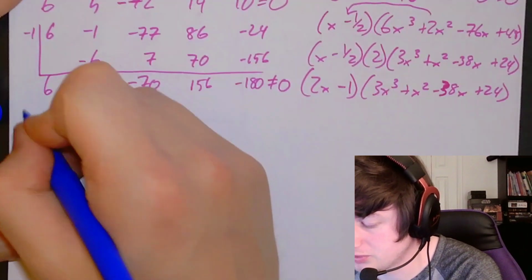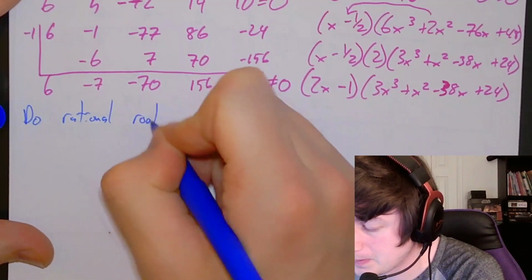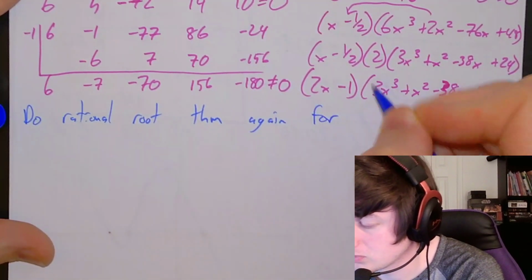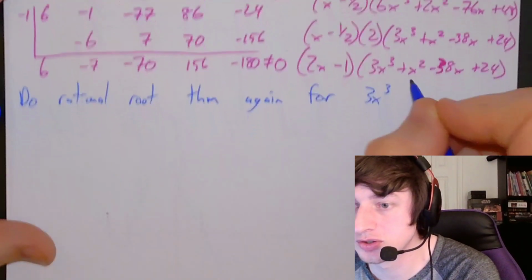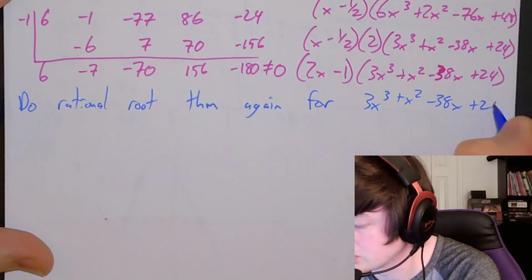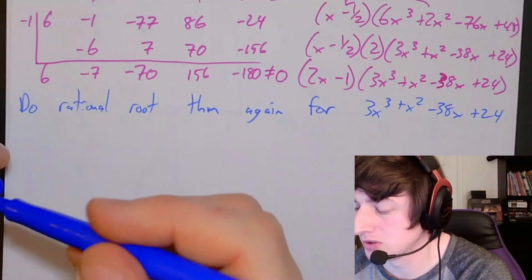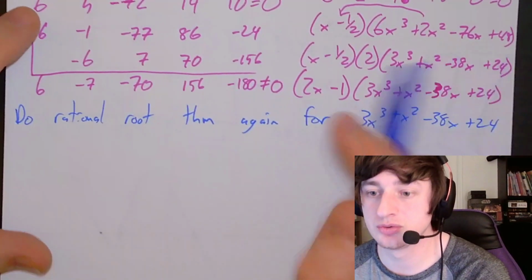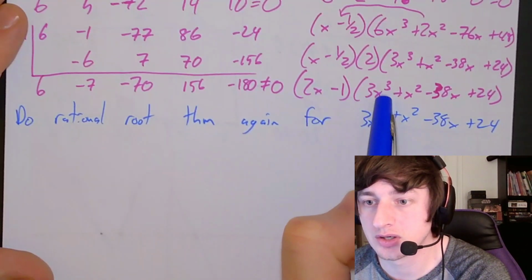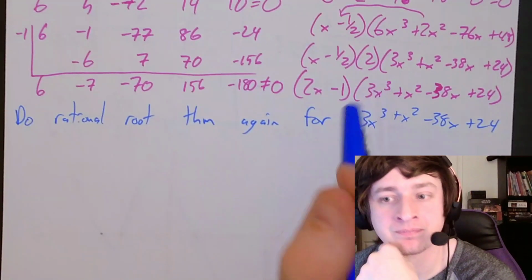So we're going to do the rational root theorem again, but we're going to do it for 3x cubed plus x squared minus 38x plus 24. In other words, we're just going to factor this by guessing and checking using synthetic division. And I'm going to continue to use the list that I had before, except I'm going to ignore the ones that don't have the factor of 3 as a possibility.